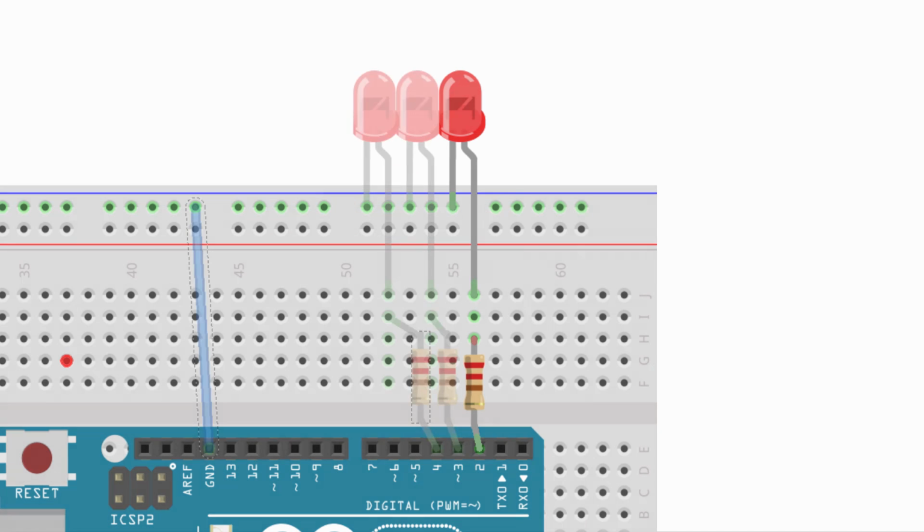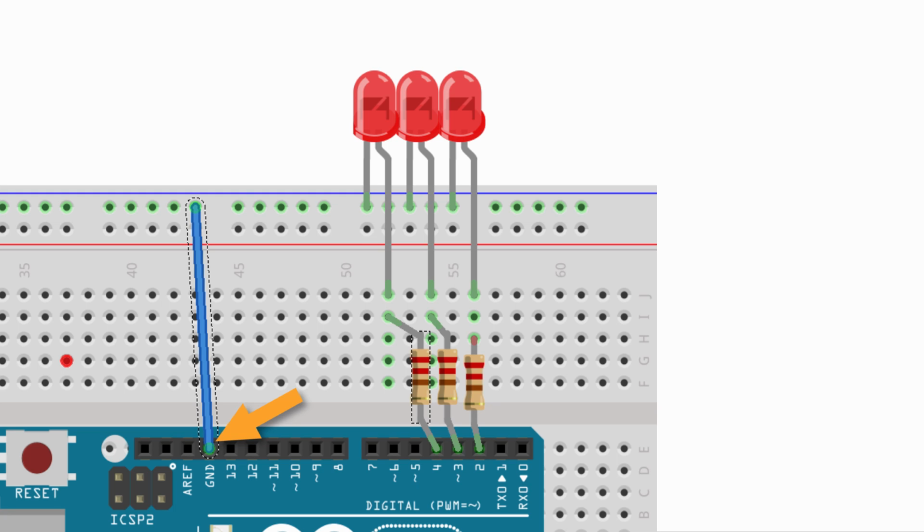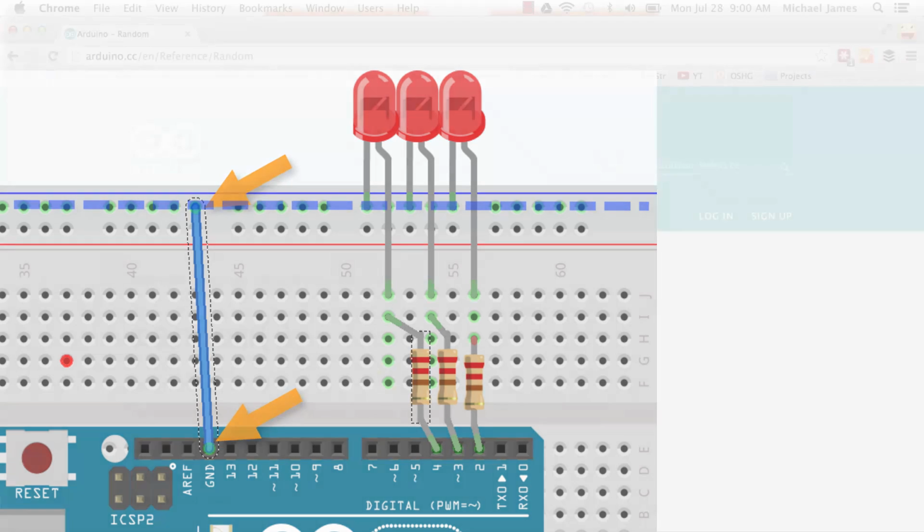And then just do this for pins 3 and 4 with the resistors and LEDs. And then finally connect a jumper wire from the ground on the Arduino to that ground rail on the breadboard. And that's it. Go ahead and plug in your Arduino board.